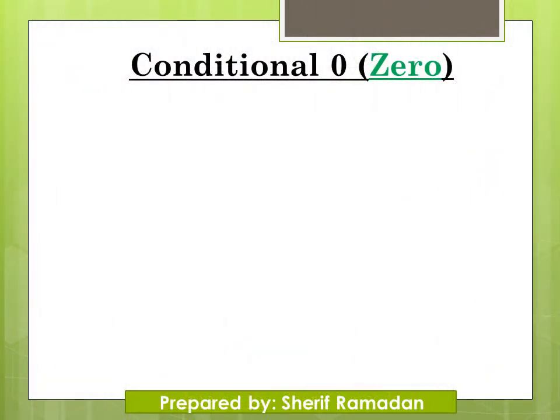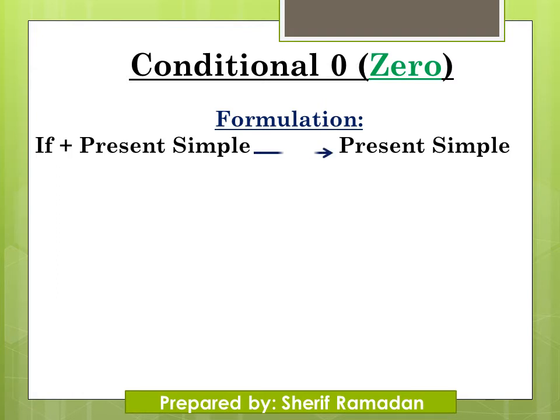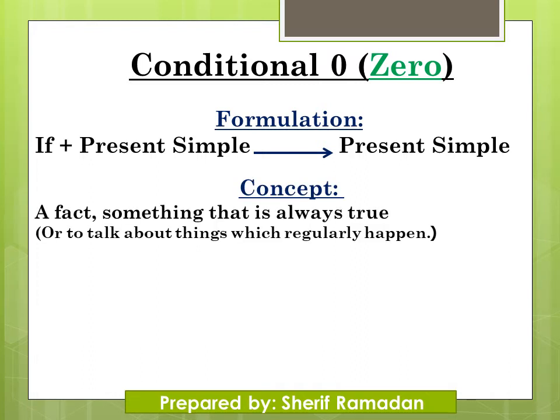Okay, let's start with 0 conditional. To remind you of the formulation, if plus present simple in the if clause and present simple again in the consequence clause. The concept: a fact, something that is always true, or to talk about things which regularly happen.